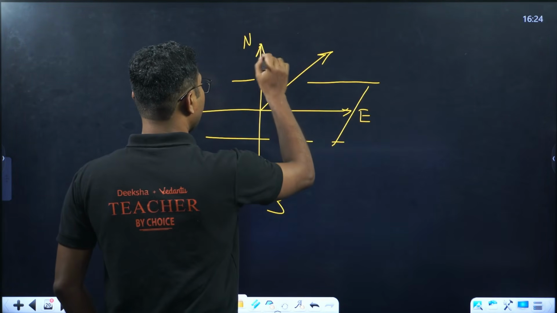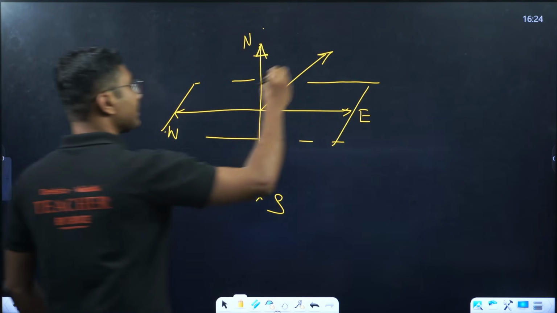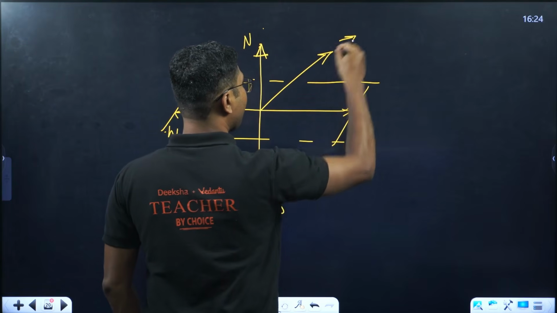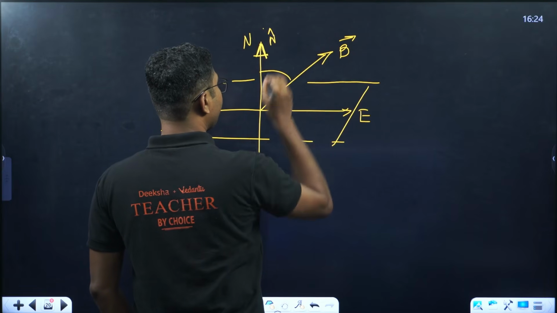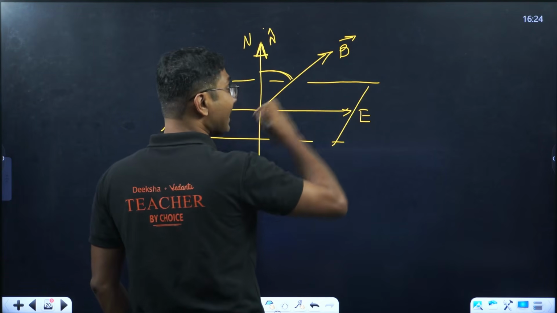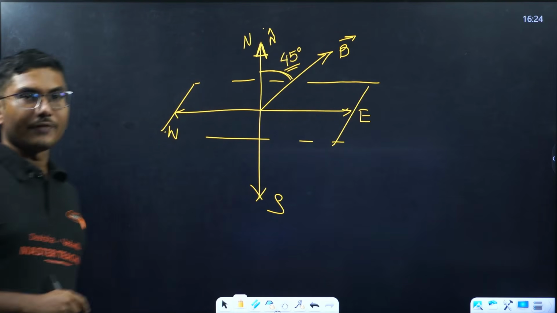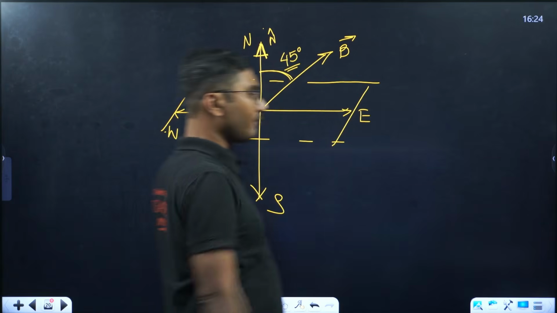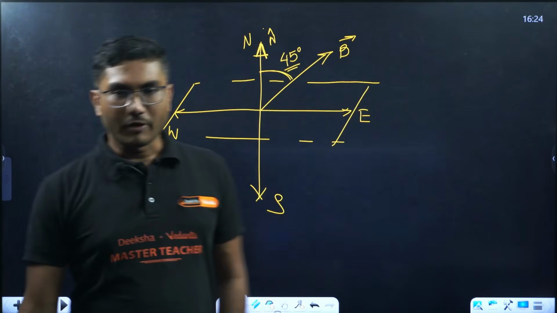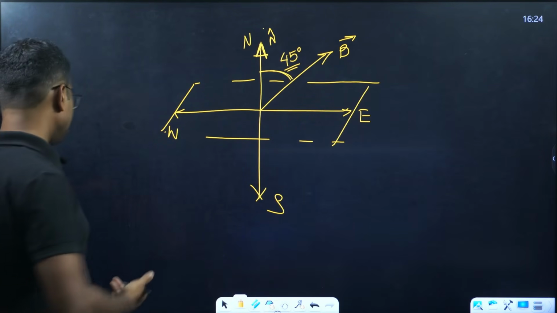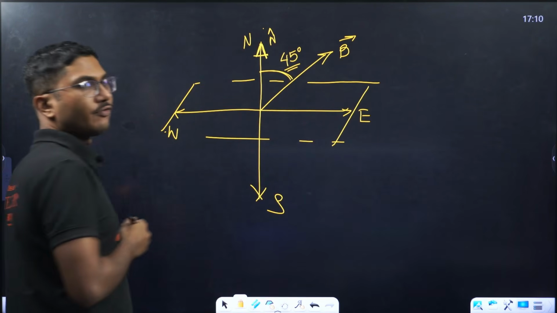So the normal to the plane is in the north direction, and the northeast direction is the magnetic field. So what is the angle between the normal unit vector and the field? This is 45 degrees. Northeast always makes an angle of 45 degrees with north as well as east. So the angle between the normal and the magnetic field is 45 degrees.